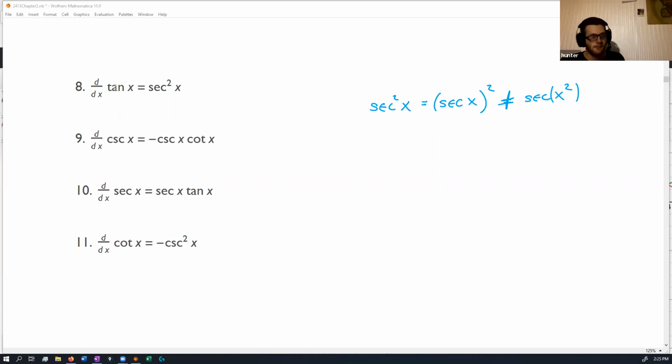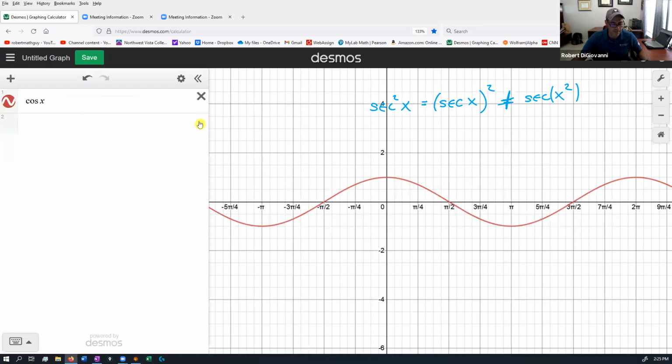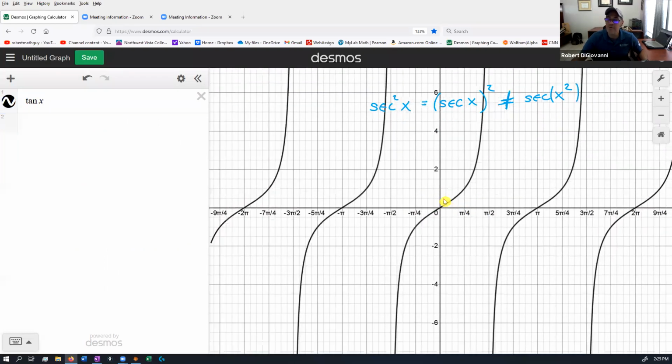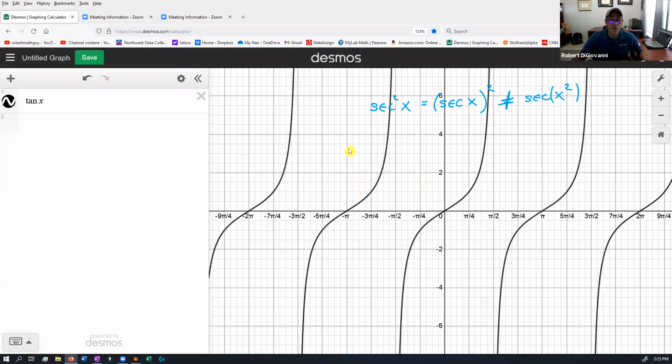Let's do this. I'm going to go to the graphing utility and graph that. I think that's worth looking at. Let's have the computer graph tangent x. Okay, that's what tangent looks like, right? That's our beautiful tangent function. It has a bunch of vertical asymptotes everywhere. All right, now let's look at its derivative.